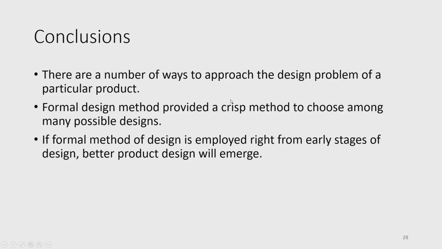So, conclusions: there are a number of ways to approach the design problem of a particular product. A formal design method provides a crisp method to choose among many possible designs, so many alternatives are there. So, in the form of numbers, you take a proper decision. If a formal method of design is employed right from the early stages of design, then a better product design will emerge. That is why we are trying to use the formal design method. This is my conclusion of today's talk.